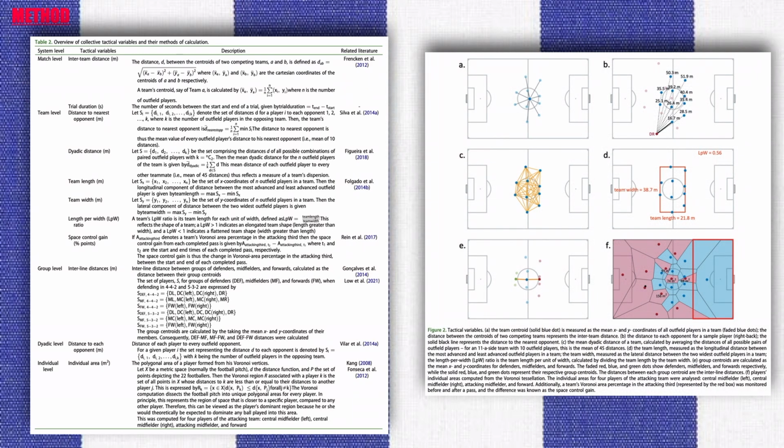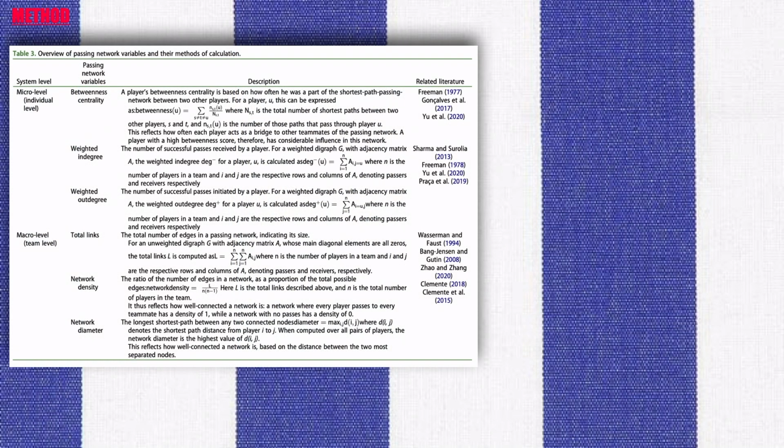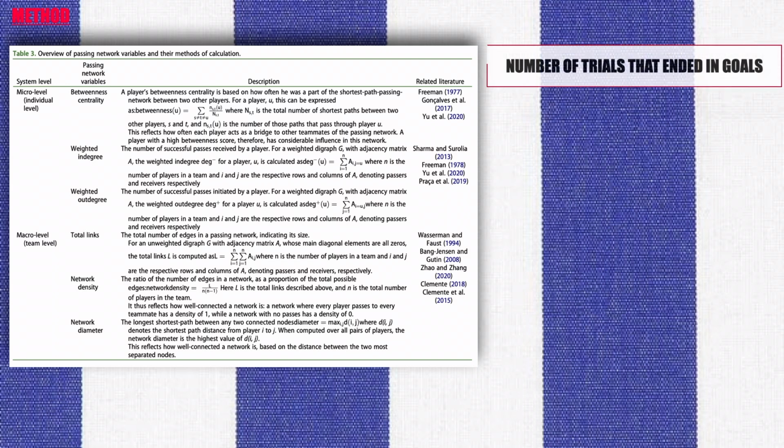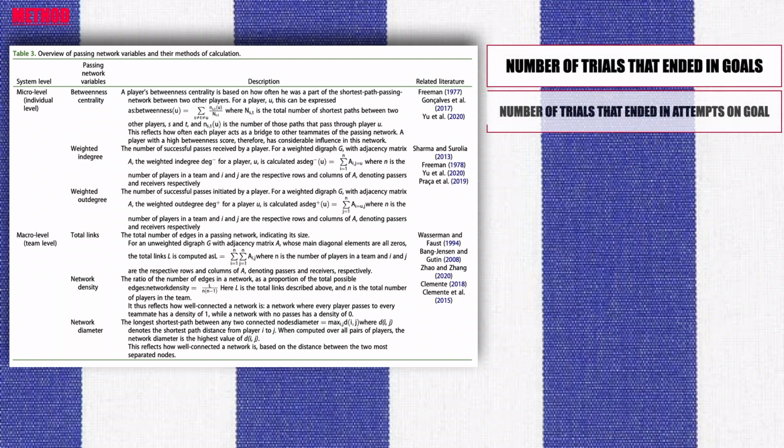Table 2 explains in further detail how these variables were calculated, while Figure 2 provides an illustration. As complementary analysis, players' passing networks were notated to gain an overview of the passing dynamics when playing against each defending formation. At a micro level, individual level, each player's betweenness, weighted in degree, and weighted out degree centrality scores were calculated, while at a macro level, team level, total links, network density, and network diameter were calculated for the network. The table explains their methods of calculation. Additionally, the following outcomes were also recorded.